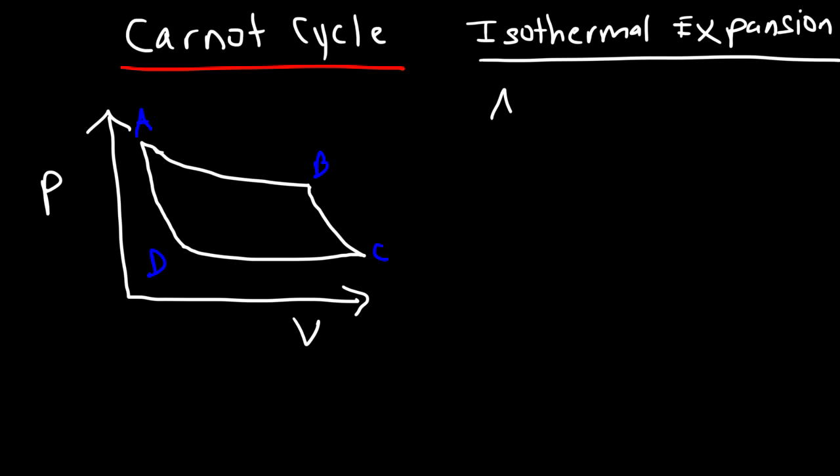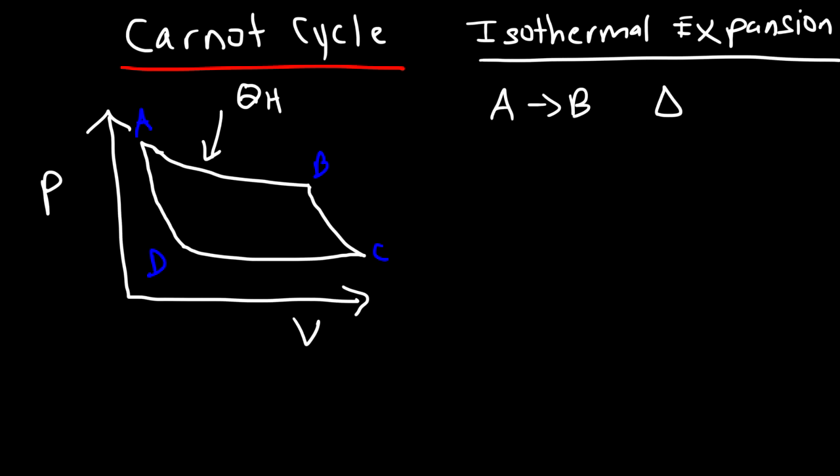And so this is going from A to B. That's the first step. And during the isothermal expansion, heat energy goes from the hot reservoir to the heat engine. So the system absorbs heat energy during this process.